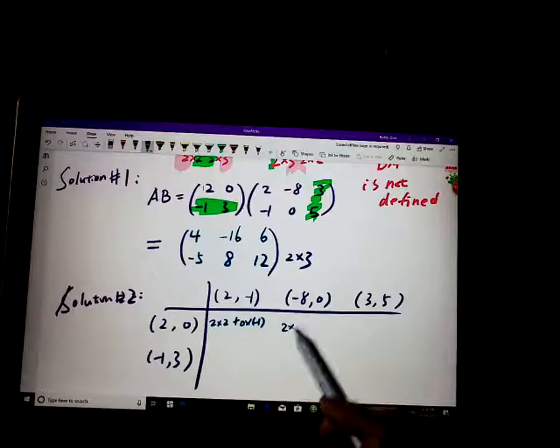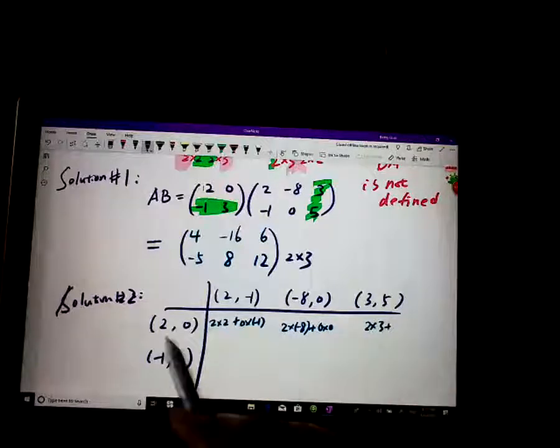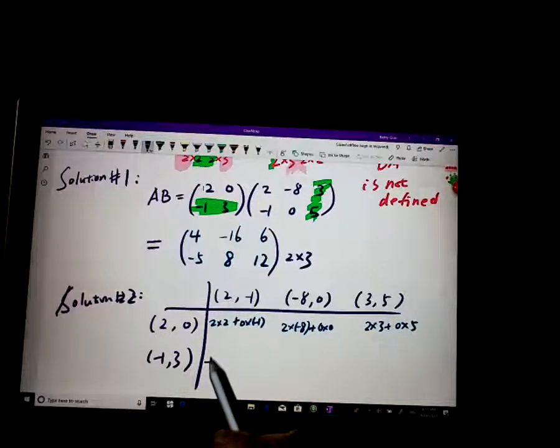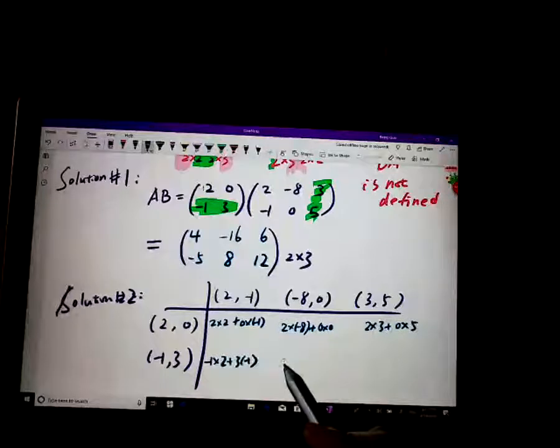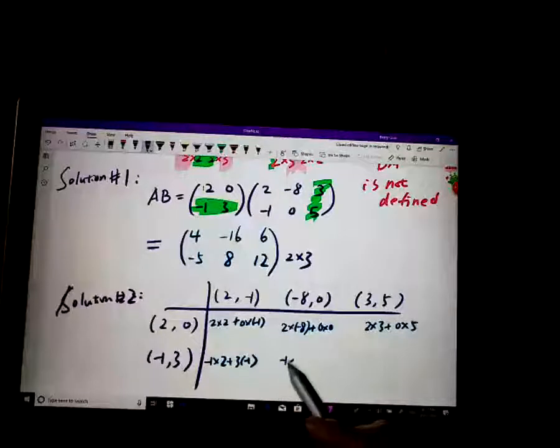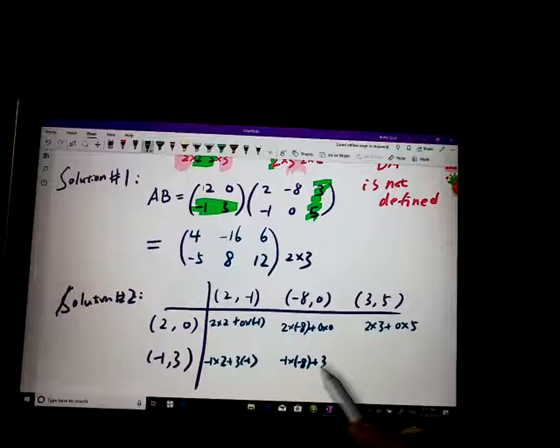Here, 2 times -8 plus 0 times 0. 2 times 3 plus 0 times 5. Here, -1 times 2 plus 3 times -1. Here we have -1 times -8 plus 3 times 0. And this is -1 times 3 plus 3 times 5.